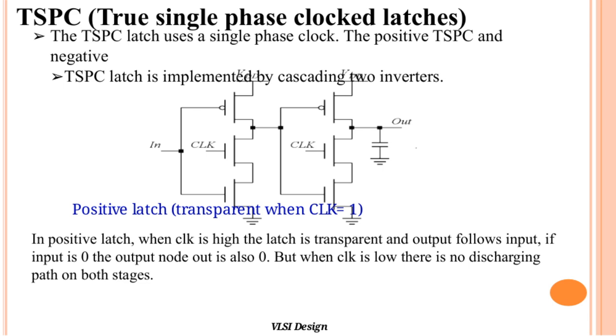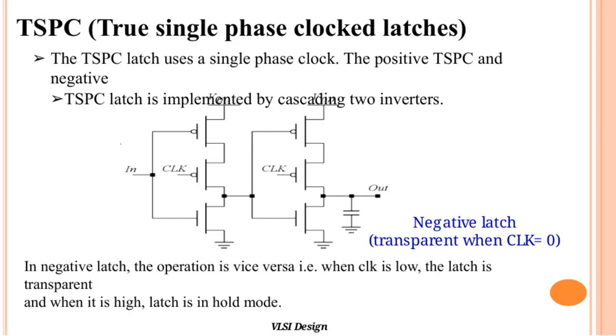On the other hand, when the clock goes low, there's no discharge path available in either of the two stages, which helps maintain the stored value. The key advantage of the TSPC latch is its use of a single-phase clock, simplifying timing and reducing complexity. Both positive and negative TSPC latches are implemented by cascading two inverters, making them efficient and easy to integrate within VLSI circuits. This design helps in optimizing the clocking scheme while preserving signal integrity.